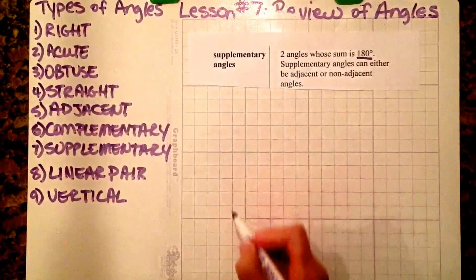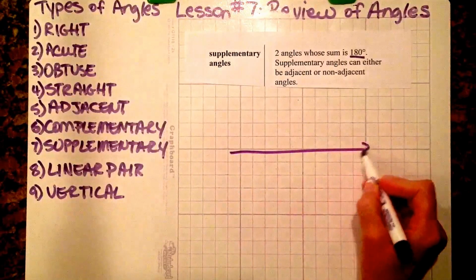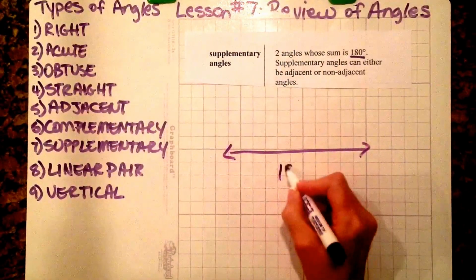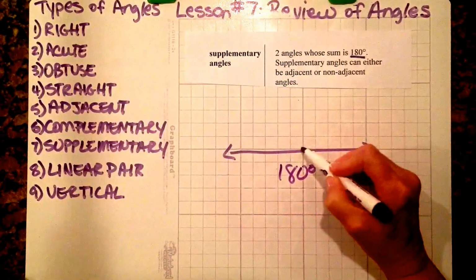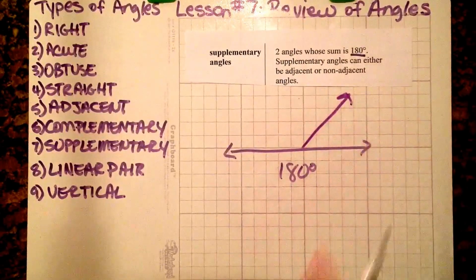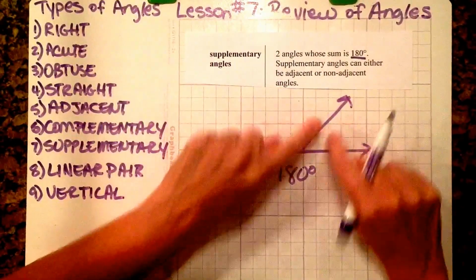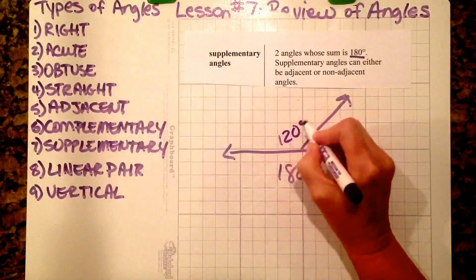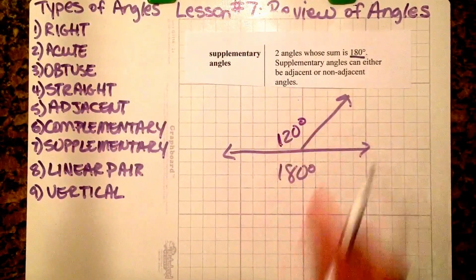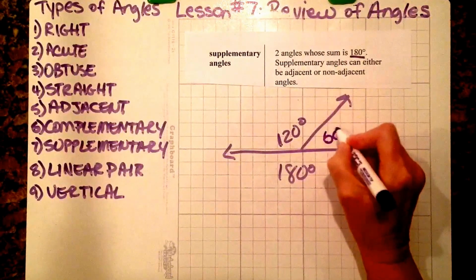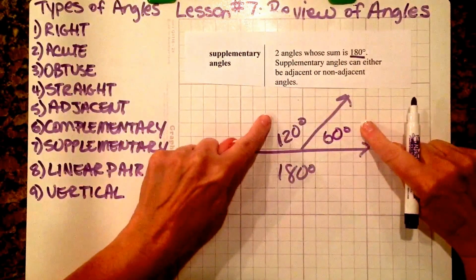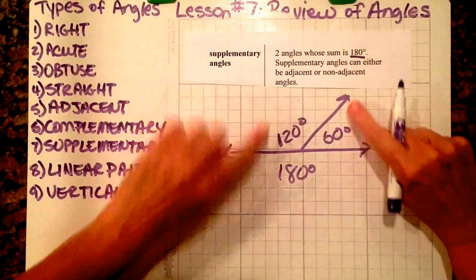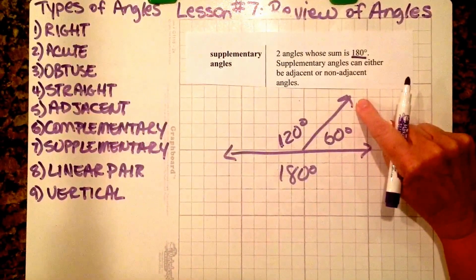So if I have, I'm going to put a line here. And remember, we said a straight angle is 180. Let's say I'm going to draw an angle off from it. Now I've got two angles. These happen to be adjacent. For example, let's say this one's 120 degrees. Well, this one would be 60 because their sum is 180. Now, these are adjacent angles that are supplementary.